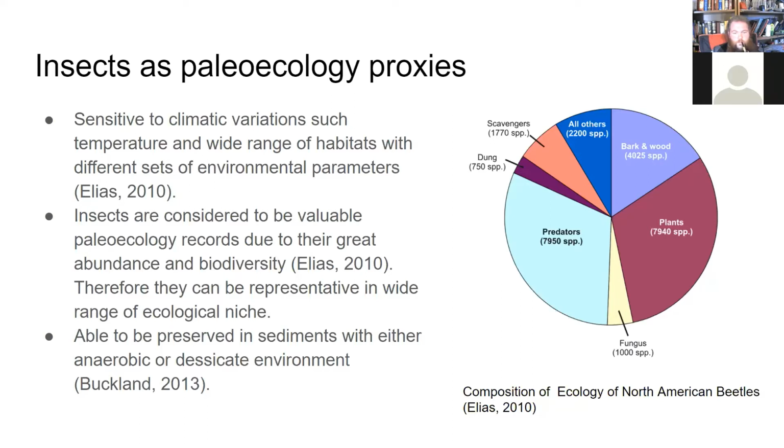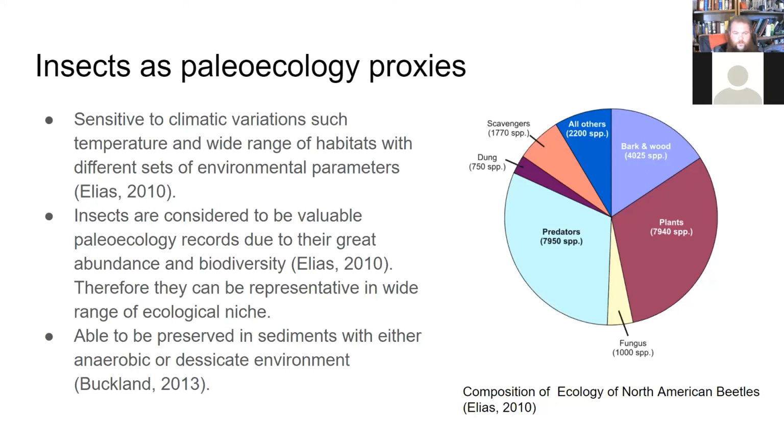So insects are considered to be valuable paleoecology records due to their great abundance and biodiversity. As I talked about before, they can represent a wide range of ecological niches. And they are able to be preserved in sediments in either anaerobic or desiccant environments, so they can be really well preserved. This is one of the advantages of using insect macrofossils as paleoecology proxies.